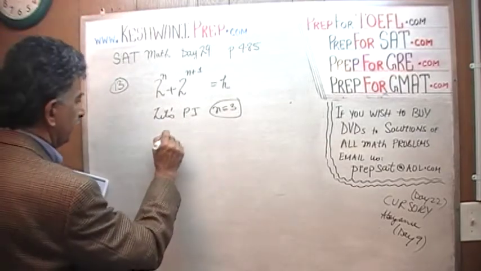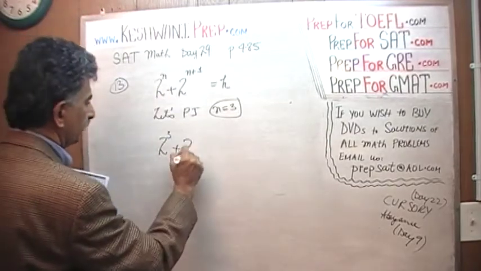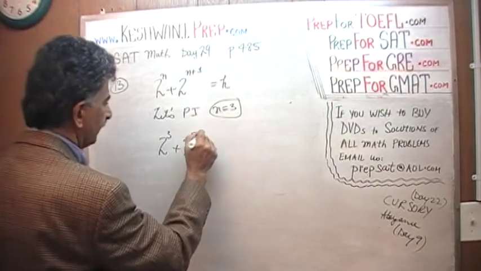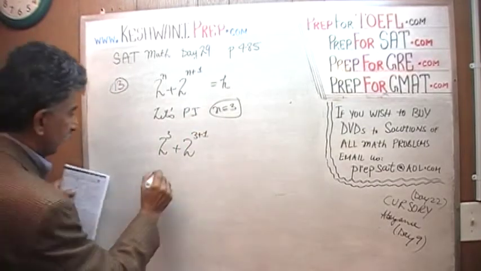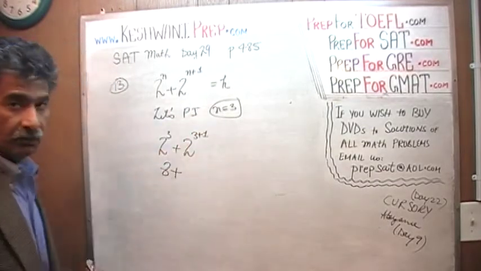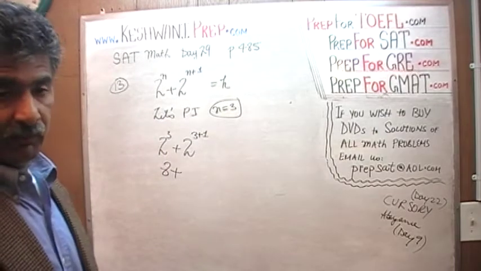So 2^3, and 2^(n+1) is 2^(3+1). 2^3 is 8. And if 2^3 is 8, then 2^4 must be 2 times 8, which is 16.